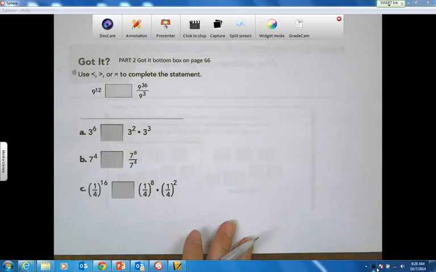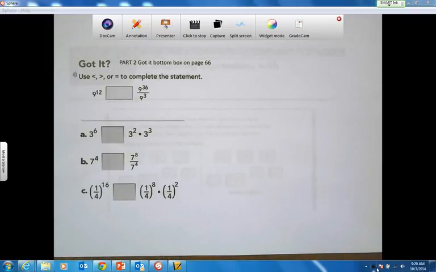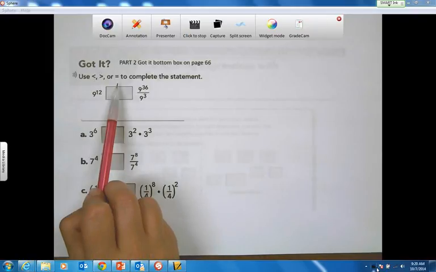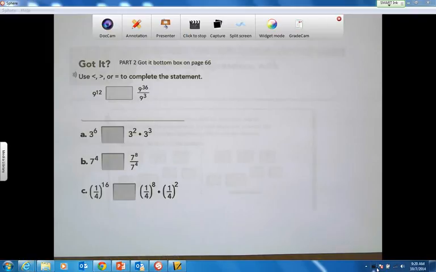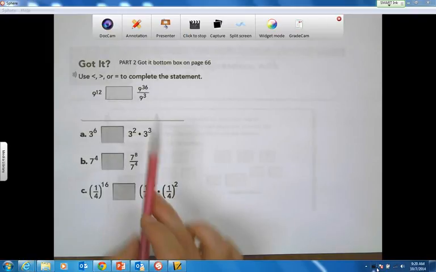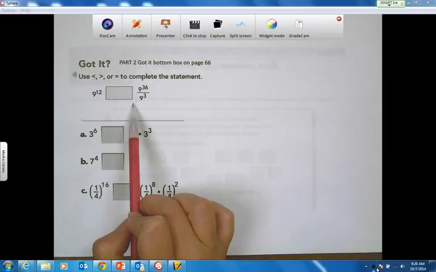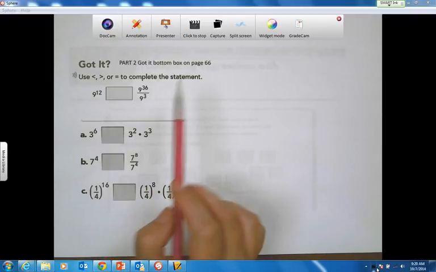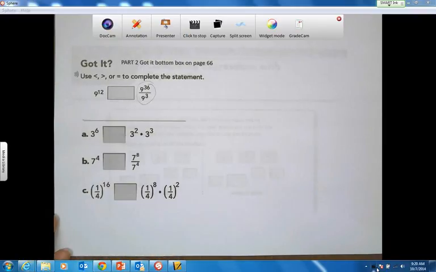Okay, go ahead and write down letter B, and let's try that one. What do you think about this one? What's the rule when we have powers over powers? Subtract them. So this will be 7 to the 4th, and this is 7 to the 4th, so they are equal or equivalent.